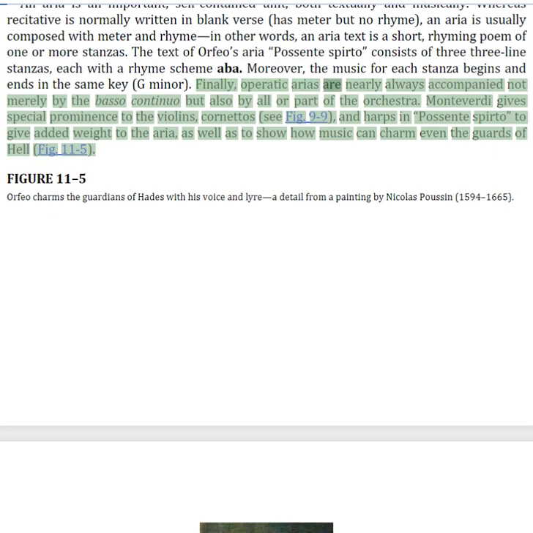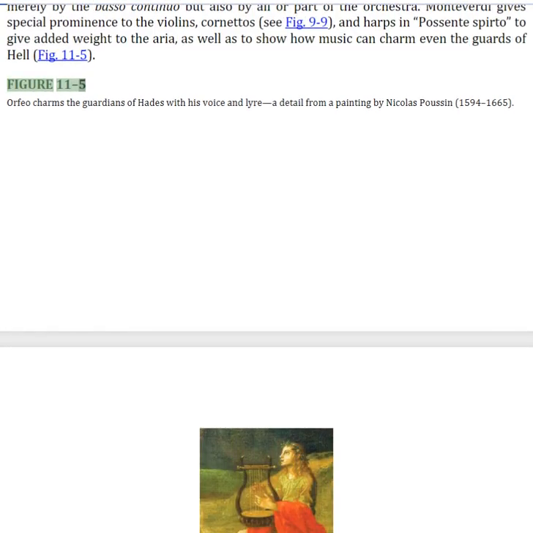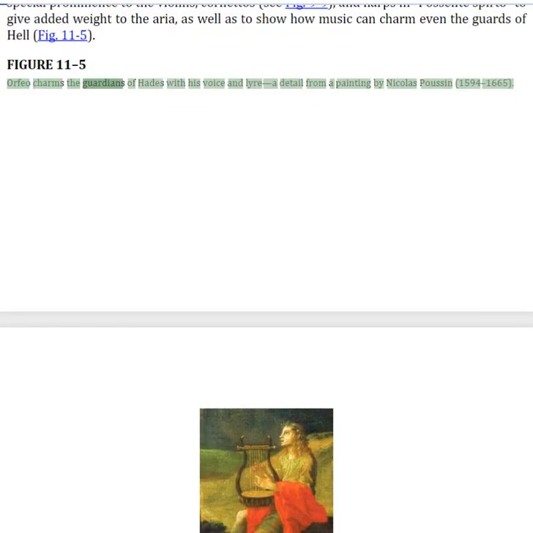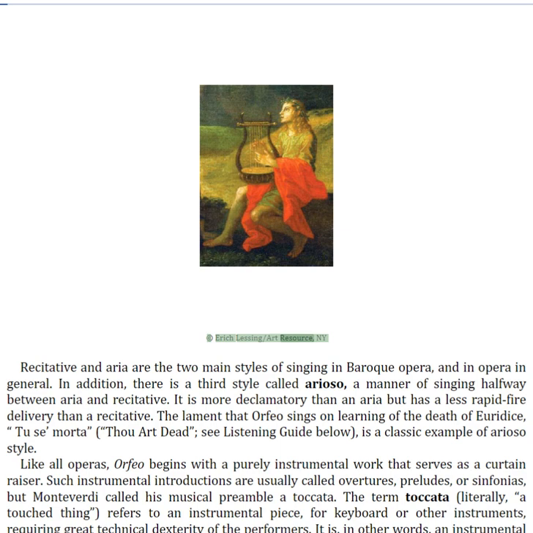Finally, operatic arias are nearly always accompanied not merely by the basso continuo but also by all or part of the orchestra. Monteverdi gives special prominence to the violins, cornettos, and harps in Possente spirto to give added weight to the aria, as well as to show how music can charm even the guards of hell. Figure 11:5. Orfeo charms the guardians of Hades with his voice and lyre, a detail from a painting by Nicolas Poussin. Erich Lessing, Art Resource, New York.